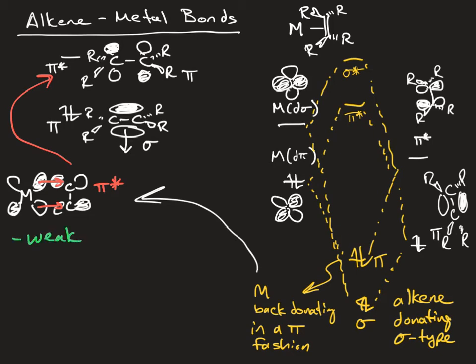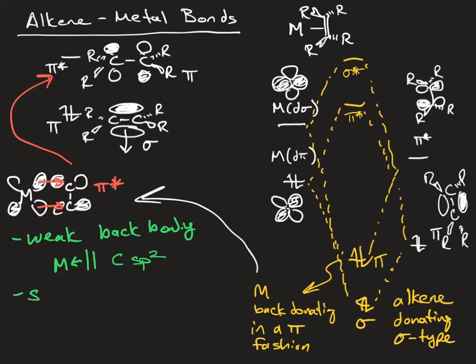In the case of weak metal back bonding, we can draw the bonding interaction like this, where all we have is that pi donating into the metal d sigma type orbital in a sigma type fashion, and we have a true carbon sp2 hybridized orbital.